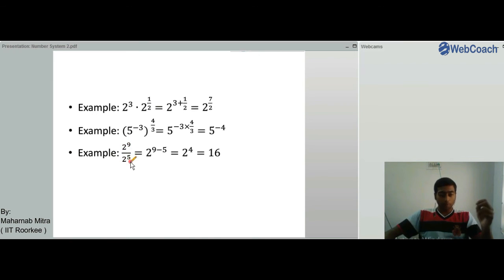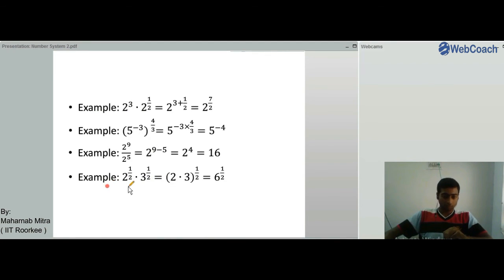Our next example is an application of the third rule which we had seen. 2 to the power 9 divided by 2 to the power 5. The same base with different powers has been written in division form, and thus the power at the bottom should be subtracted from the power at the top, right? So what we get here is 2 to the power 9 minus 5. Finally we get 2 to the power 4 as the answer, and the result is 16, right? 2 to the power 4 is 16.